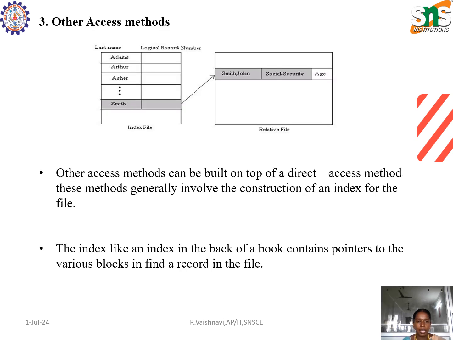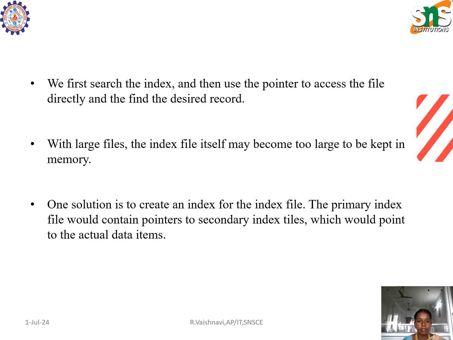Next one is other access methods. Other access methods can be built on top of a direct access method. These methods generally involve the construction of an index for the file. The index, like an index in the back of a book, contains pointers to the various blocks. To find a record in the file, we must search the index, then use the pointers to access the file directly and find the desired record.